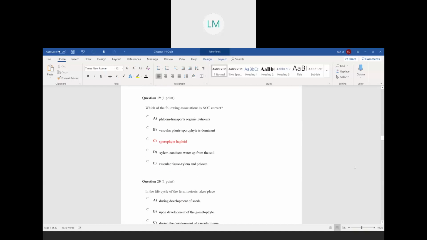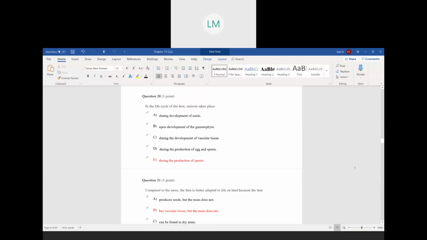Question 19, which of the following associations is not correct? So phloem transports organic nutrients, that's correct. Vascular plants have a dominant sporophyte, that's true. Sporophyte is haploid. That's not true. So that's going to be the correct answer there. If we look at the other options, xylem conducts water up from the soil. That is true. And vascular tissue is xylem and phloem. That's also true. So C is our correct answer there. The sporophyte is never haploid. The sporophyte is always diploid.